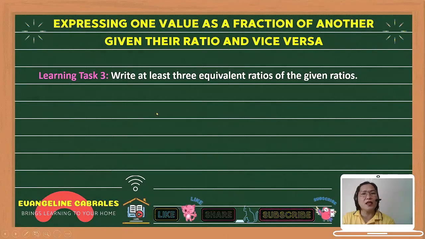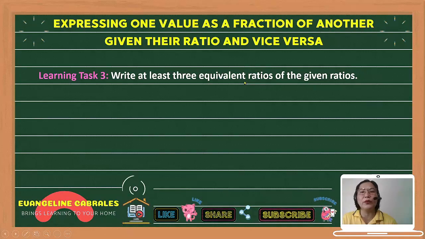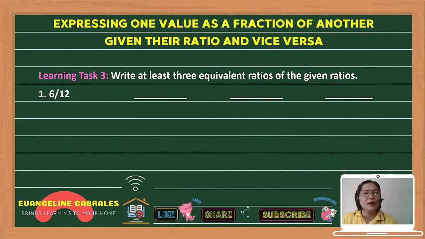Learning task 3. Write at least 3 equivalent ratios of the given ratios. So, madali na to, ha? Paano nga ang pagbibigay ng equivalent ratios? Dalawang paraan. Pwedeng ibigay using their multiples o pwede namang i-multiply sa consecutive numbers as their multiplier. Ano? Okay, so the given is 6 is to 12.